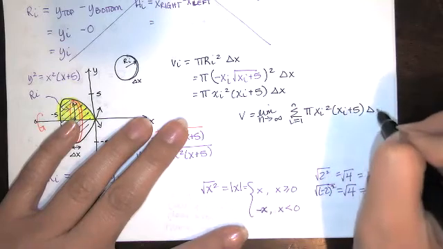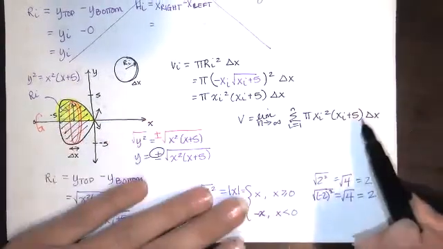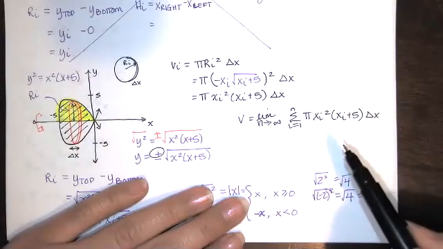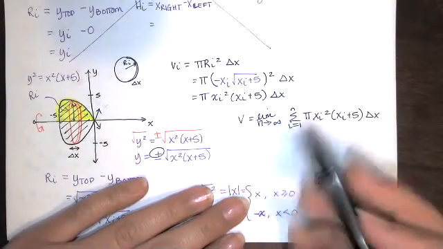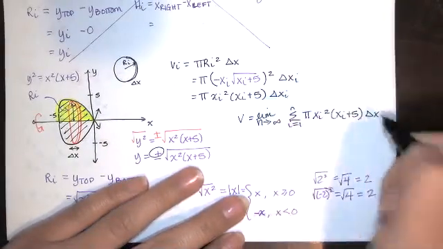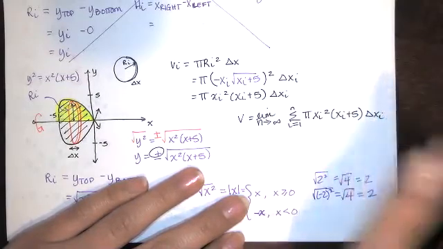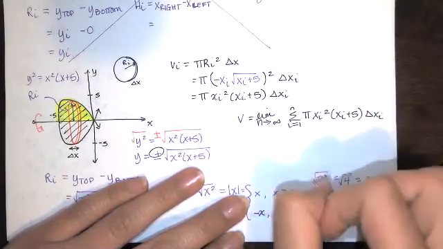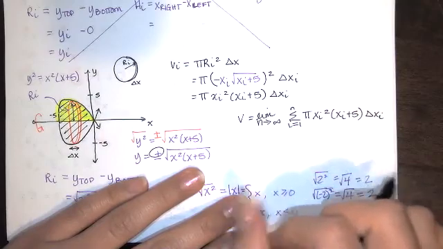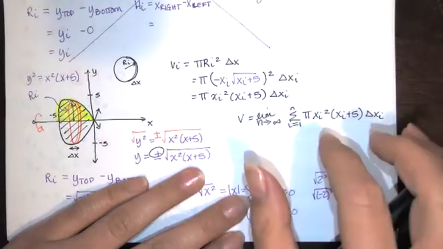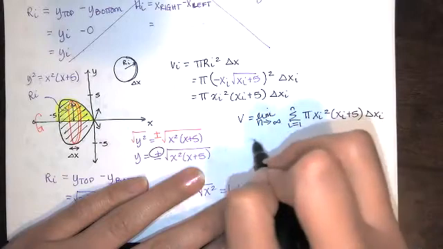Number of disks goes to infinity, or alternatively, if you prefer, you can say that delta x goes to 0, or you can make all of your delta x's different depending on the interval and make all of those go to 0 at the same time. And then we get an integral.